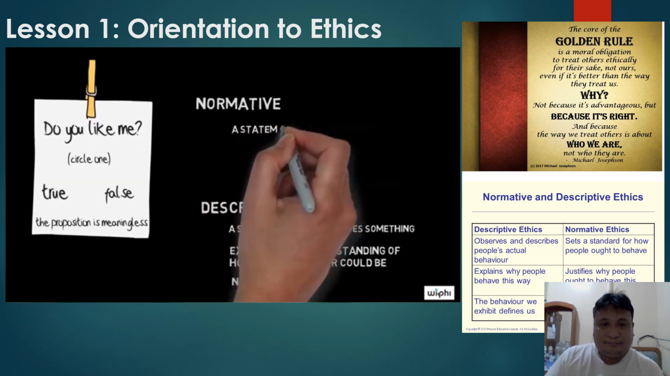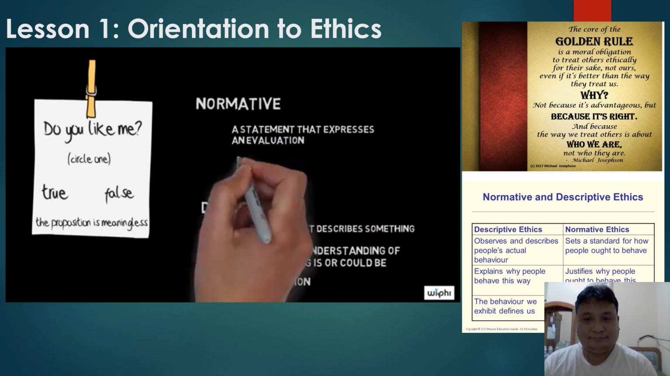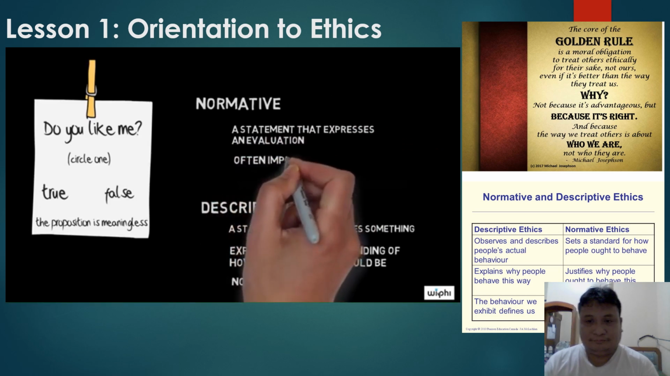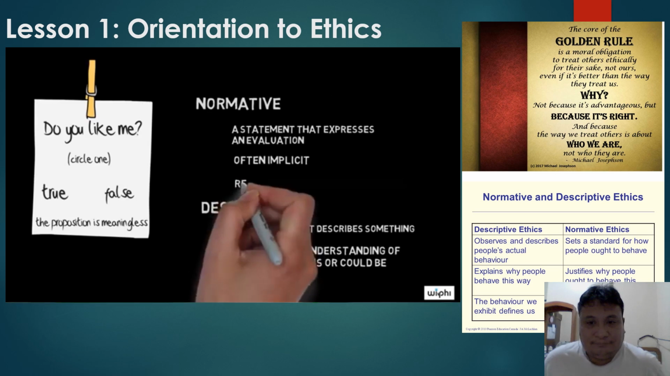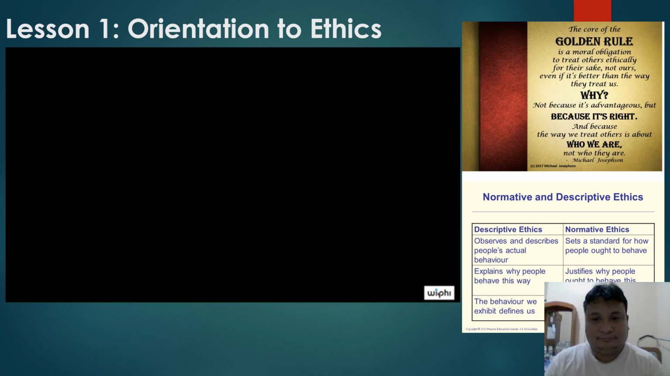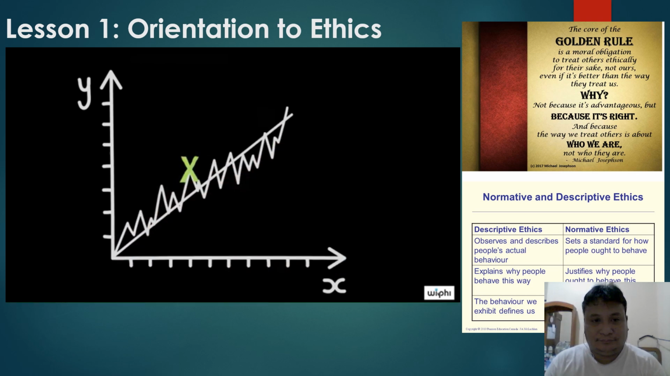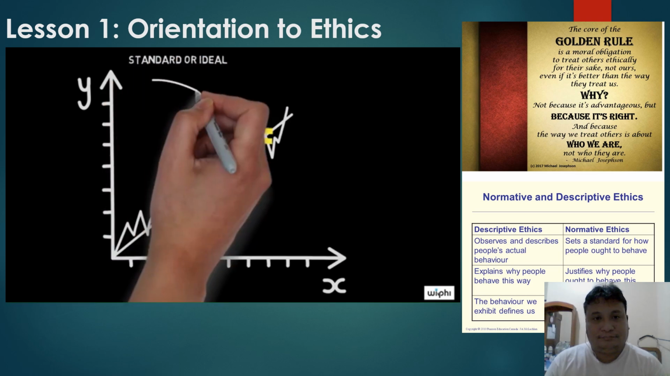When you make a normative claim, you express your evaluation of something. When you evaluate something, you're assessing it, often implicitly, relative to some standard or ideal or alternative way that it could be. It's to say that something is, well, at least in some respect, better than or worse than or on par with some standard or ideal or alternative.